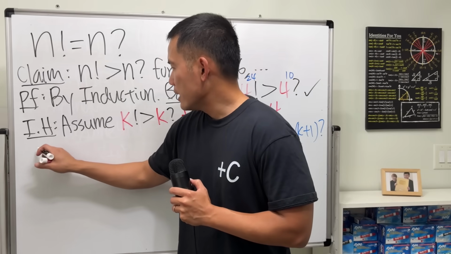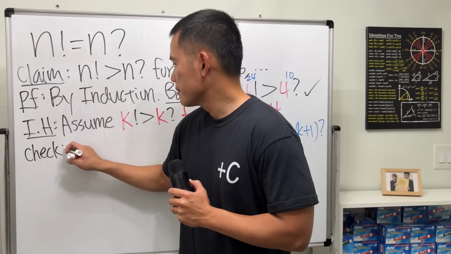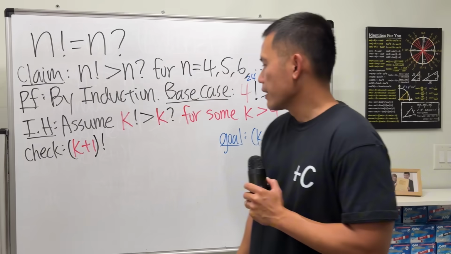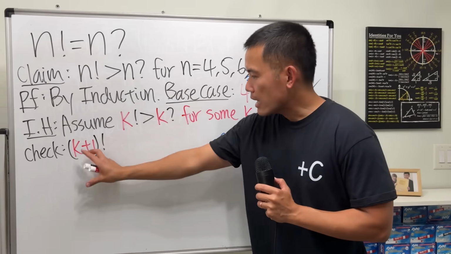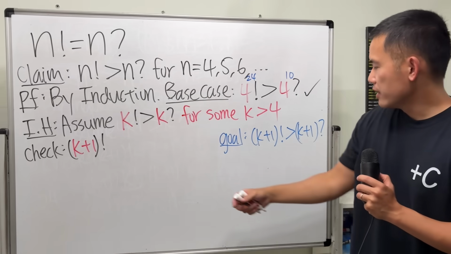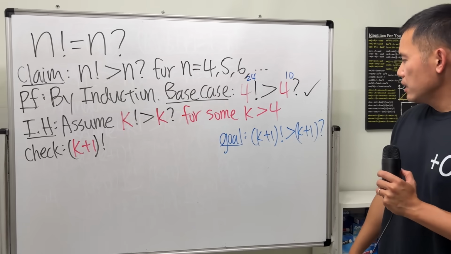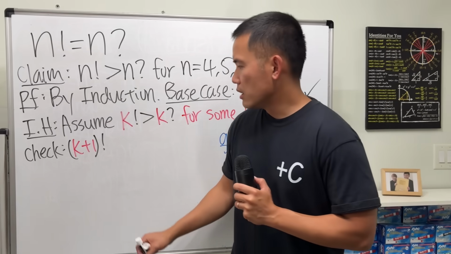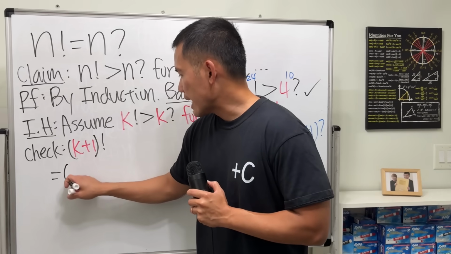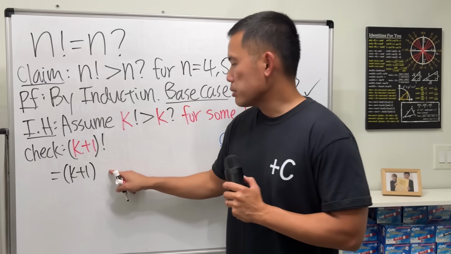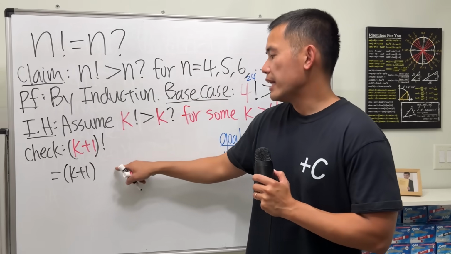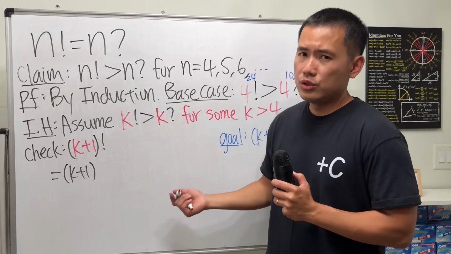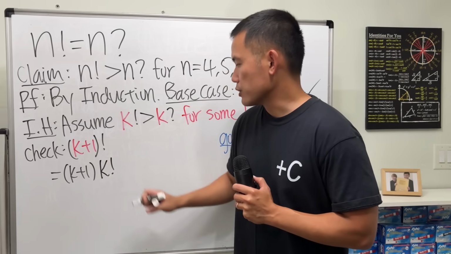Therefore, let's go ahead and check (k plus 1) factorial. And then we have to do some algebra, and somehow we can make it greater than this thing right here. Okay, let's just simplify the factorial a little bit. This means we start with the inside, which is k plus 1, and we multiply by the next number, which is k, and then k minus 1, and so on, until we reach 1. But all that's really just k factorial. So it's just like this.